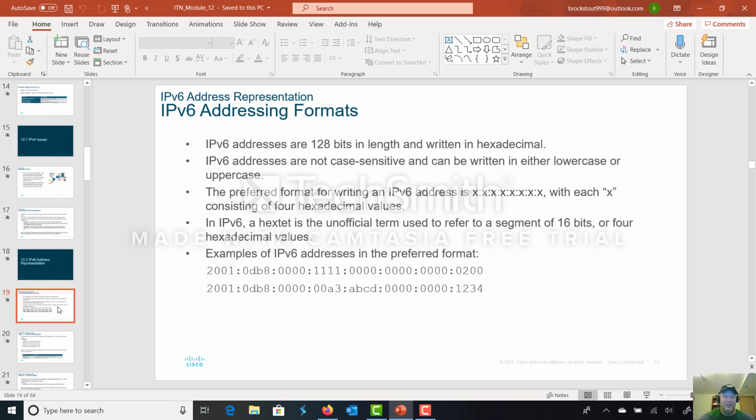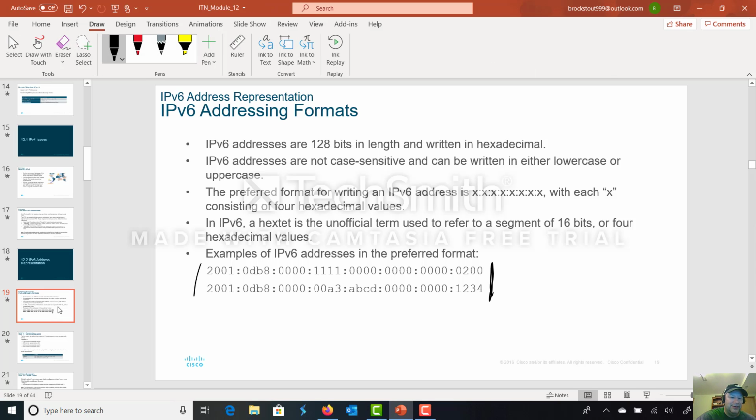So if you look at the formats at the bottom here, where it says preferred formats, we've got addresses starting with 2001, and then 0DB8, and then quad zeros, quad ones, quad zeros again, quad zeros again, and then 0200 for this first address. That's all well and good, but we can truncate this and shorten it down into a shorter format. We'll do that in the next slide.